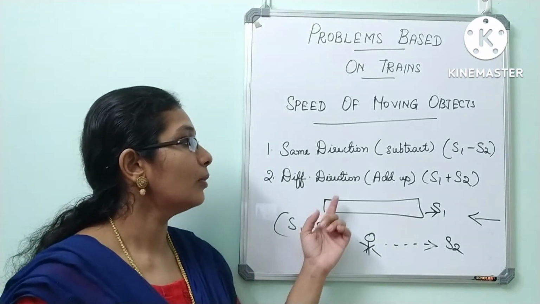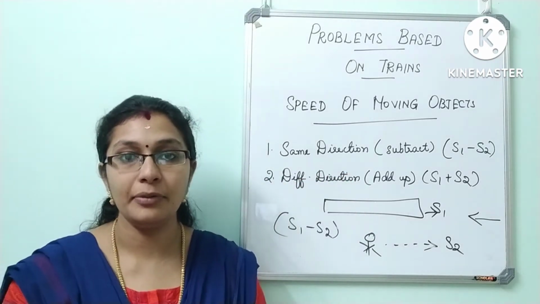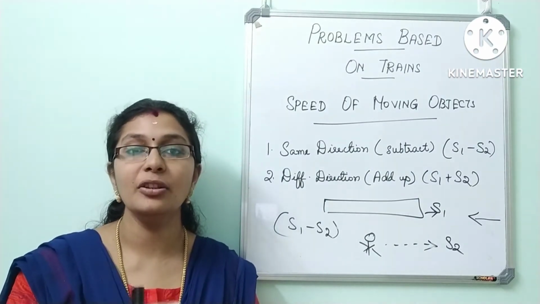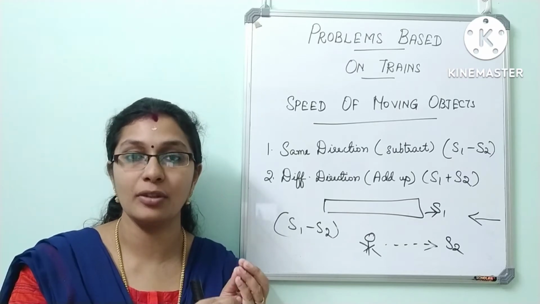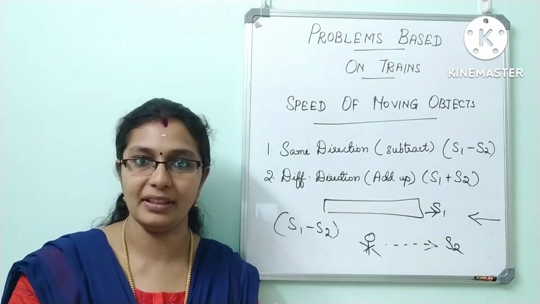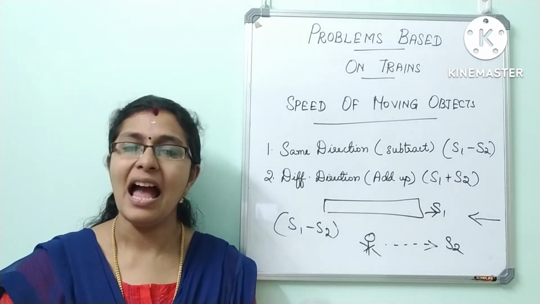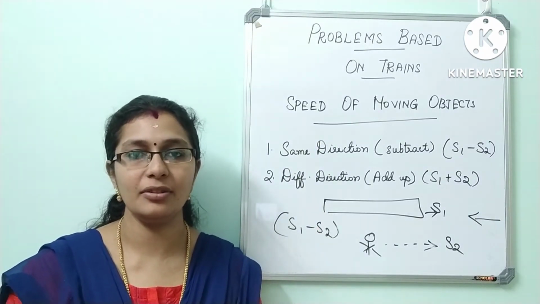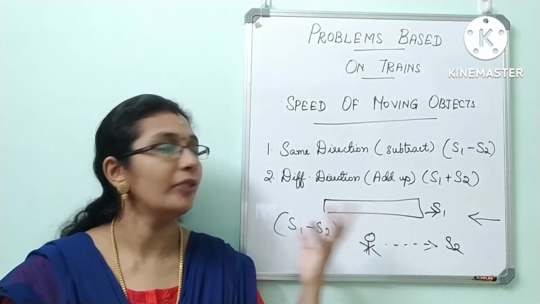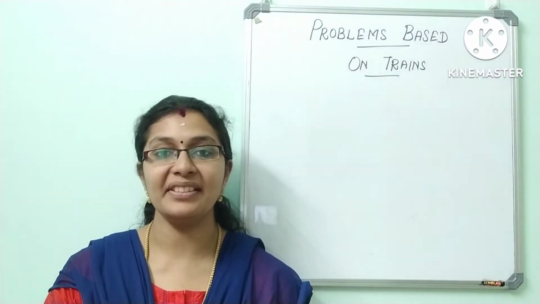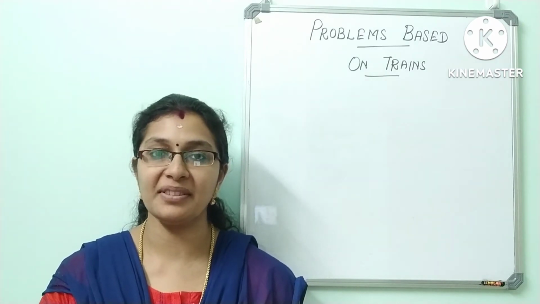So speed, please don't confuse speed and distance, because often we do that. Distance you will have to consider based on the size or length of the object, whereas speed you will have to consider based on the direction. And time is common. There is no difference in moving object or stationary object. Clear? So we'll directly get into questions one by one, so you'll get to know about the concept very clearly.